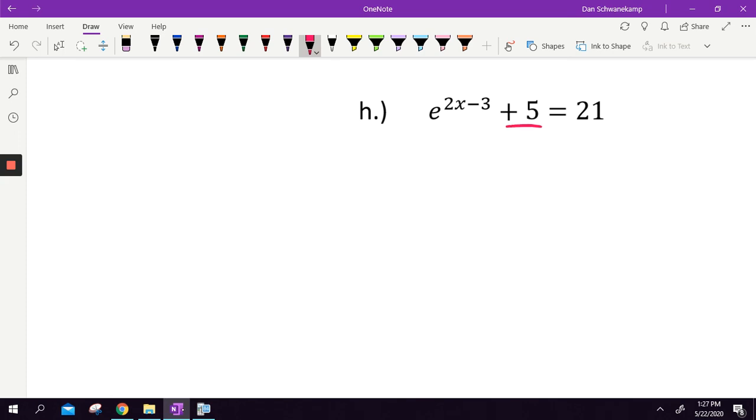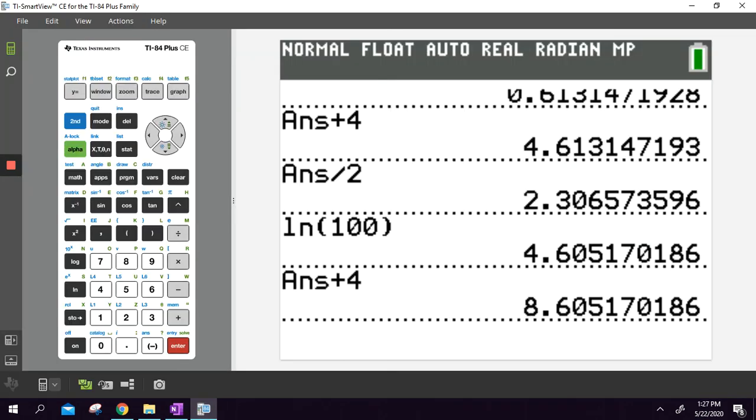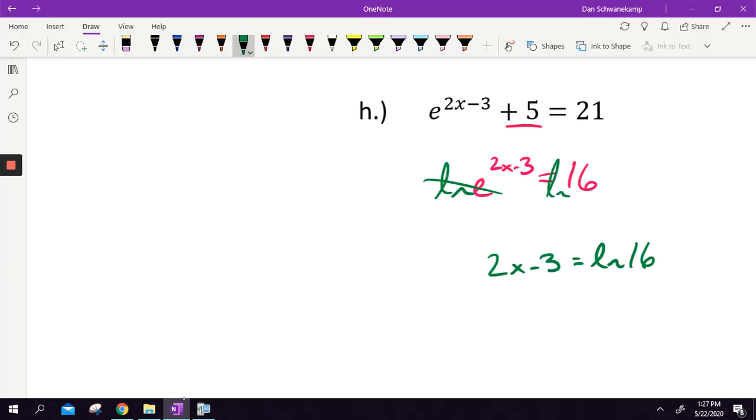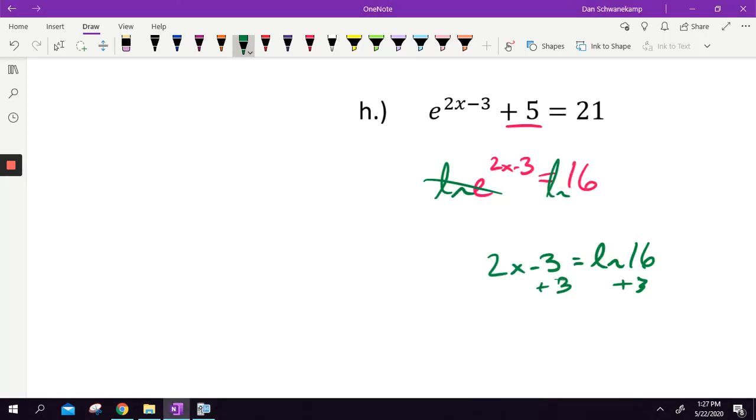Start off by getting rid of this guy, so I'm going to subtract 5. I want to get rid of e. How do I get rid of e? Natural log. So in my calculator, I'm taking the natural log of 16. That's not what I want because I want to get rid of this 3, so I'm going to add 3. So I got that answer, I'm going to go plus 3. Hit enter. But that's not my answer either because then I need to divide by 2.